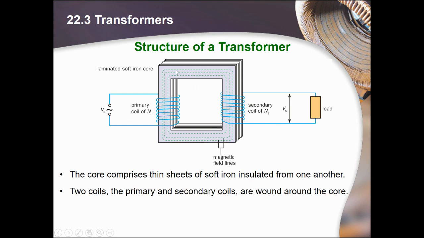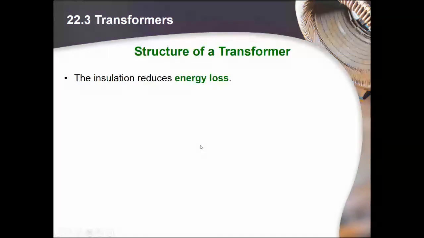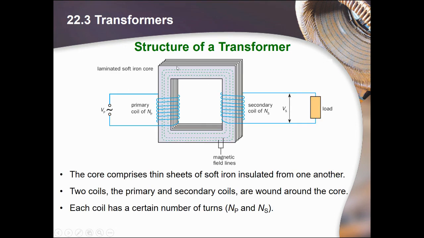Okay, it is a laminated soft iron core. Laminated, so it is insulated. Then there are two coils, the primary coil and the secondary coil. Each coil has a certain number of turns. We call the number of turns N: the number of turns in the primary coil is NP, and the number of turns in the secondary coil is NS. So NP and NS stand for the number of turns in the primary and the secondary. Now we talk about the laminated soft iron core.